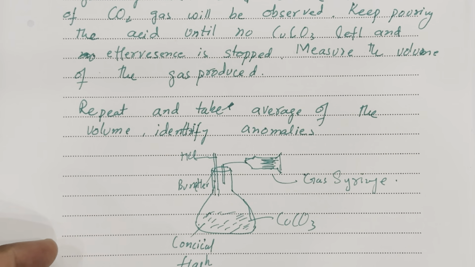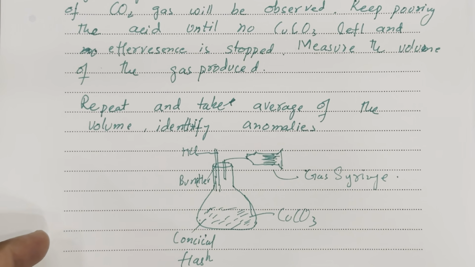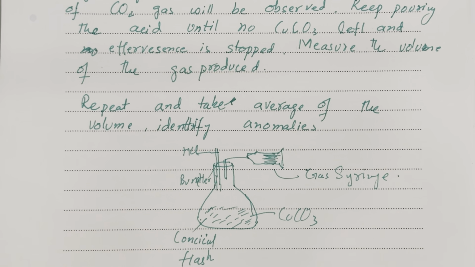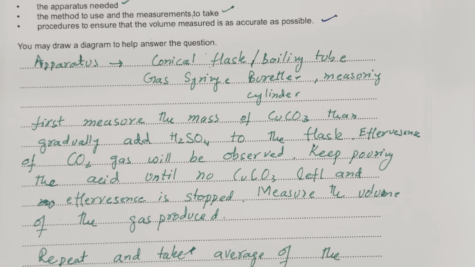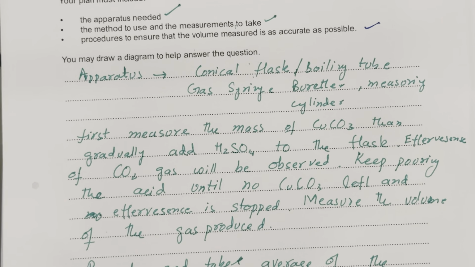Make a conical flask first, then put the burette in, and from the burette enter HCl, and into the conical flask also add copper carbonate, which is in solid form, and from the gas syringe collect the gas that is produced from this apparatus. Okay, now you can write your answer.